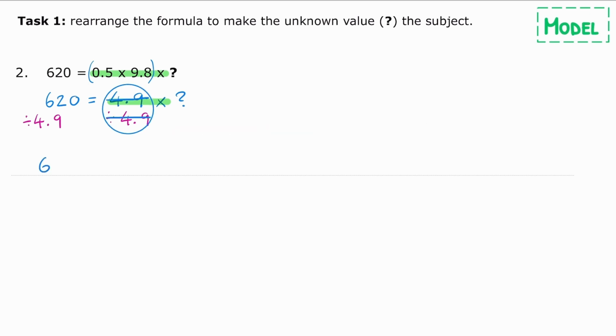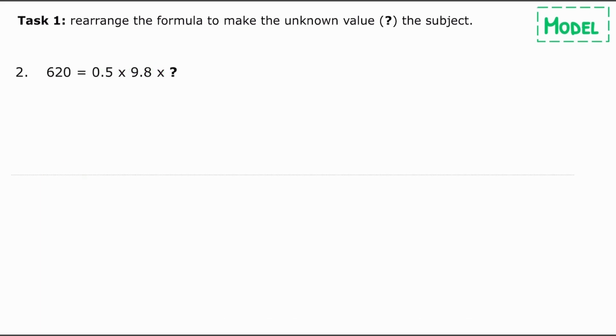And we end up with 620 divided by 4.9 equals the question mark. If you're confident with rearranging, you might choose to skip the simplification step and divide by the entire expression in one go. Divide both sides by 0.5 times 9.8. Let's pop that in brackets to keep that expression together.